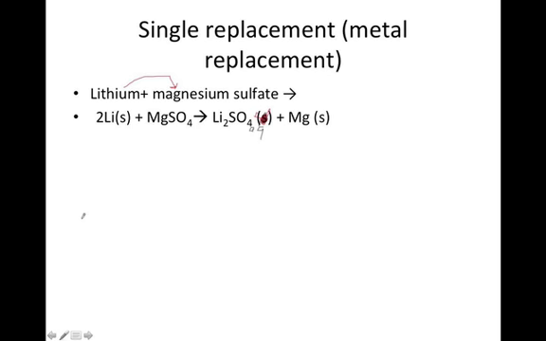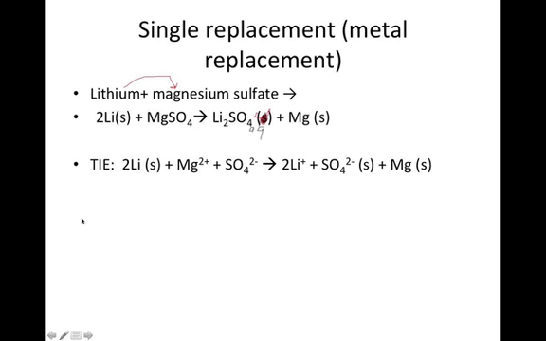Sure, we'll use green. All right, so split things up. We have our magnesium and our sulfate splitting up, and we have our lithium and our sulfate splitting up. The only thing that's going to cancel out is our sulfate. We'll go back to red. So we have lithium and our magnesium, and then we have our lithium and our magnesium. So our net ionic looks like that. This is a metal replacement type reaction. Moving on.